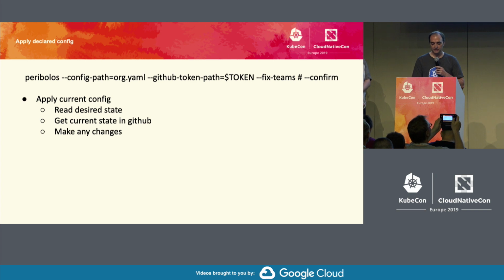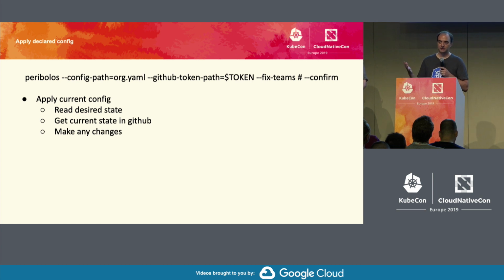And so once you are happy with the configuration you've declared, we would expect you to run the command to apply it. And that's going to read the configuration you've declared, compare that with GitHub, and make all the changes. So we make it safe by default. If you just run it, it will tell you what it would do without actually making any changes to GitHub. Once you are satisfied with how that works, then you can add the confirm flag, and it will make the real changes.